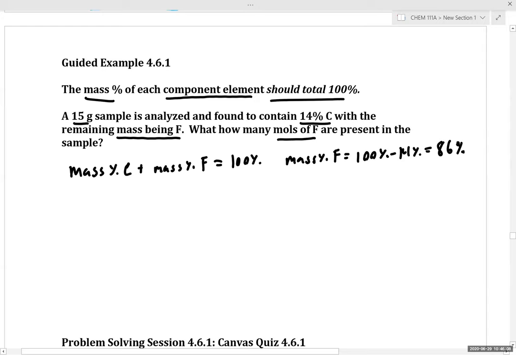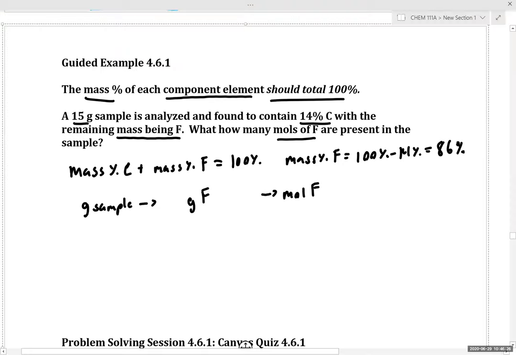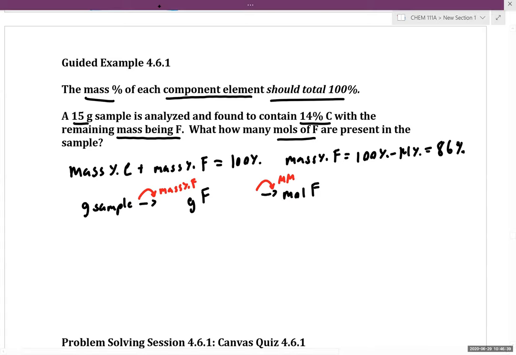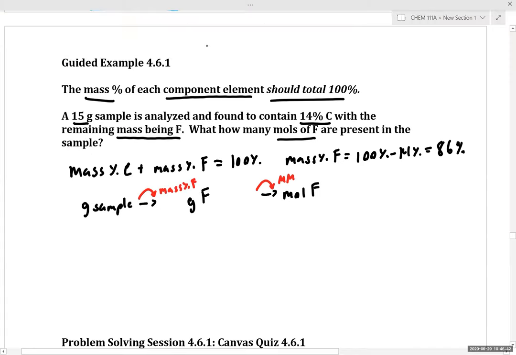Wonderful. Okay, so now we're trying to go from the grams of sample to the moles of fluorine. And to do that, we're going to go through the grams of fluorine. Just to fill in our problem solving scheme, to go from grams of sample to grams of fluorine, we're going to use our mass percentage of fluorine. And to go from grams of fluorine to moles, we'll use our molar mass. Now that we have our scheme prepared, we'll execute on it.